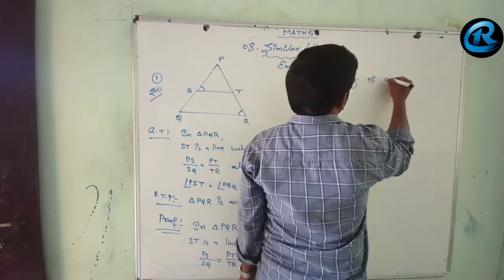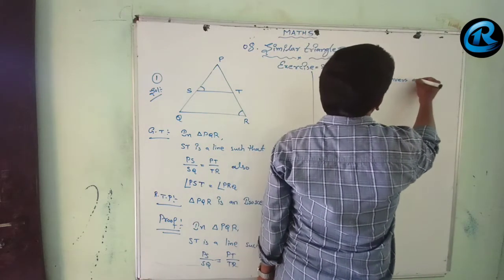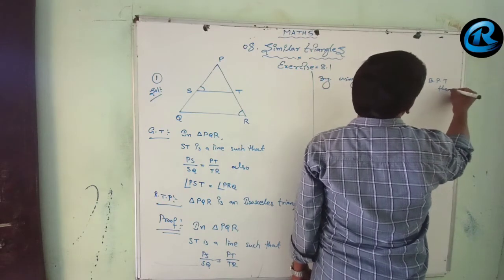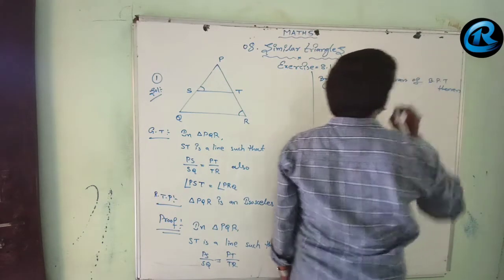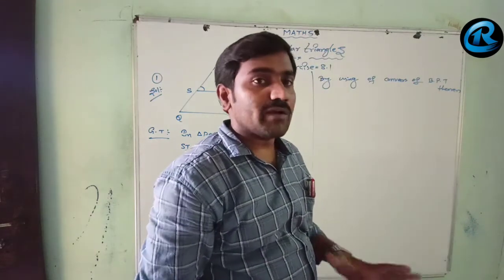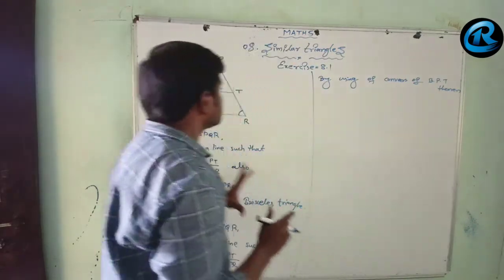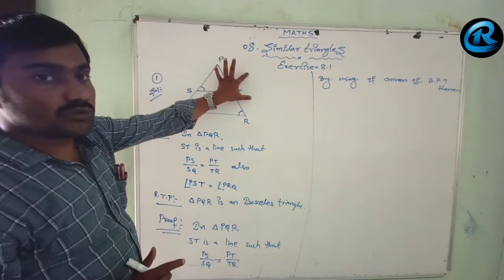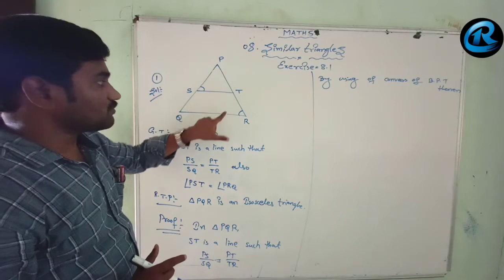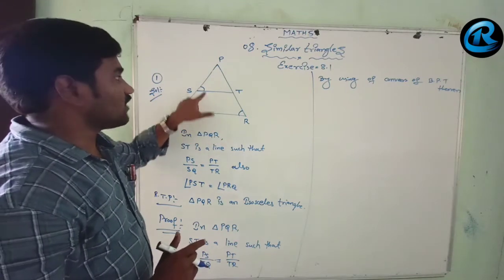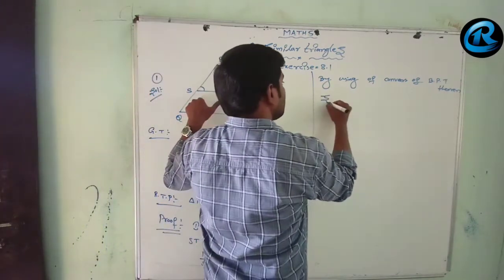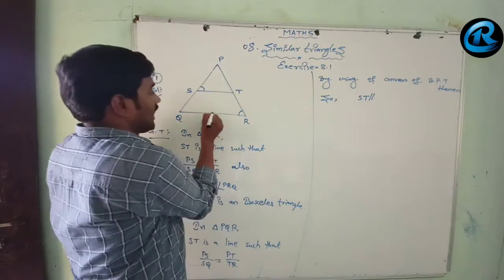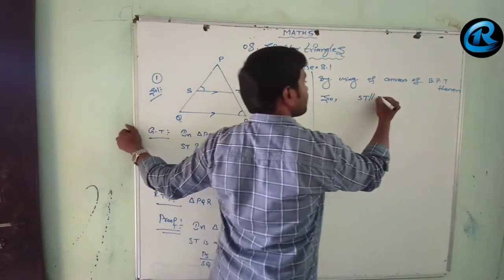by using Converse of BPT Theorem, what we can say? If two sides are divided in the same ratio, then the line which we draw is parallel to the third side. This is what we know. So we can say here ST is parallel to QR. These two will be parallel.